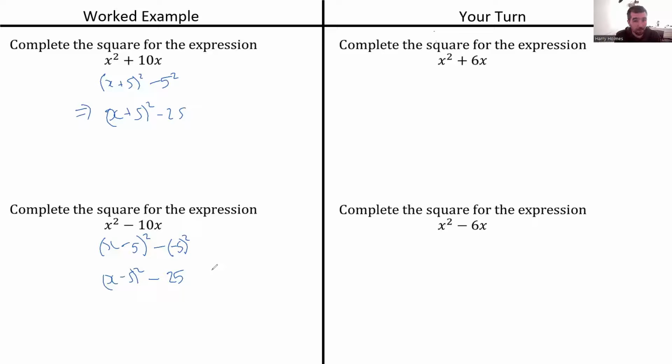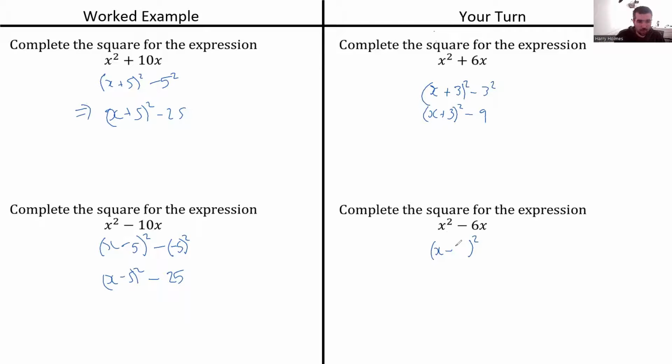Okay, so you're ready to see the answers. Here they are. This first one, we've got x squared add 6x. So my bracket is x plus half of 6, which is 3. And I'm going to take away 3 squared, which simplifies to make x add 3 squared, minus 9.